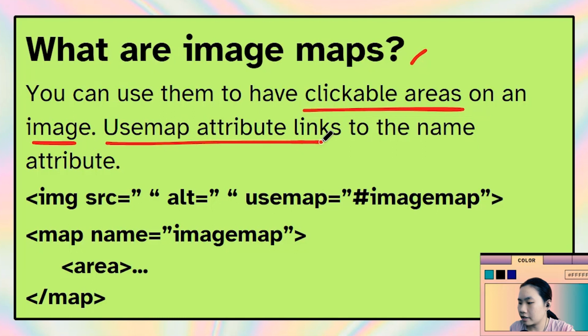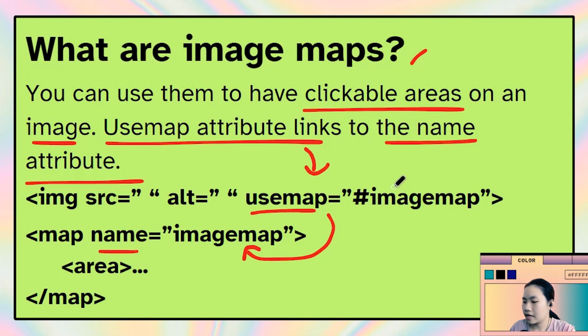The usemap attribute links to the name attribute. So this is what I'm talking about. The usemap will link the image to the map with the name attribute, and down here in the area section, you input the coordinates of the clickable area in the area tag. Very self-explanatory.